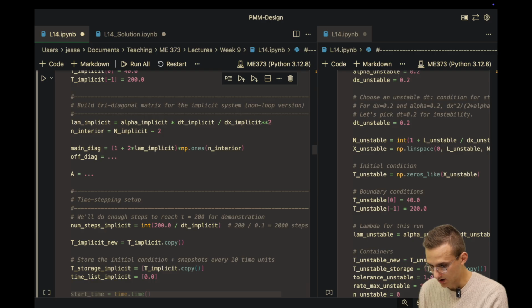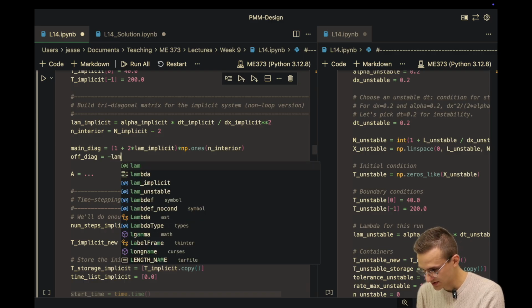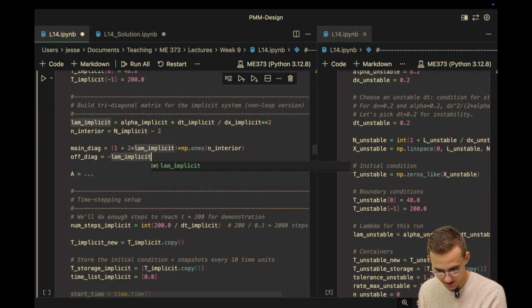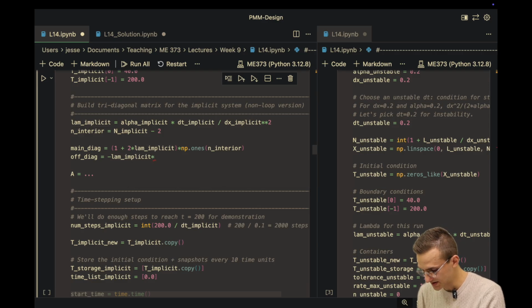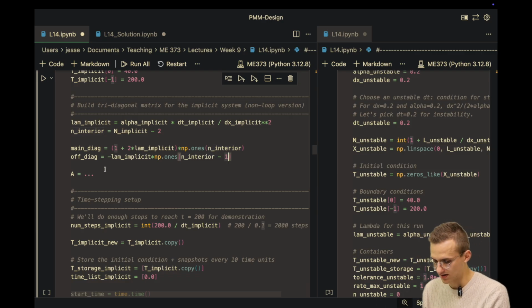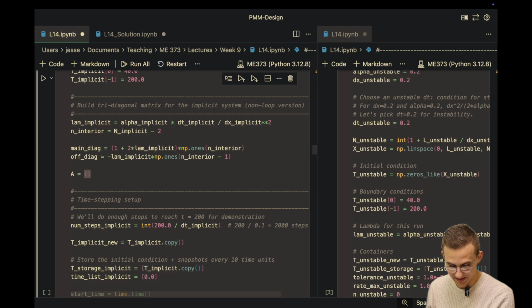And then the off diagonal elements are also all identical. So the off diagonal is just negative lambda implicit, right? Okay, and then I'm going to multiply that also by np.ones over the interior points, but the off diagonal elements have one less entry, right? They have one less value over the extent.